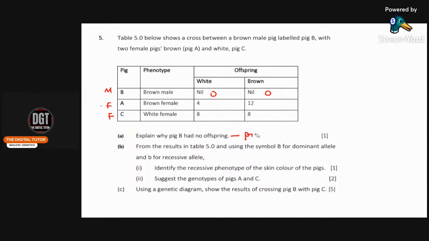So pig B is male and does not give birth. It's a male. So that is what we can say here.